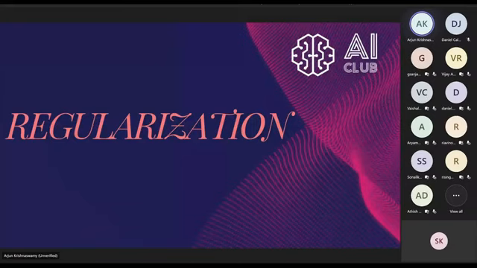So hi guys, this is Arjun, and today I'll be taking a session on regularization. I'll just give you a brief summary about what I'll be doing today. The first part I'll be covering is why we need regularization, then what regularization is, the different types of regularization, and the methods we use to implement regularization.